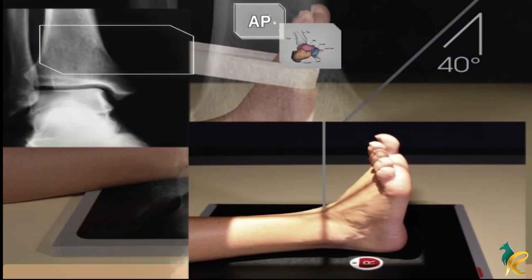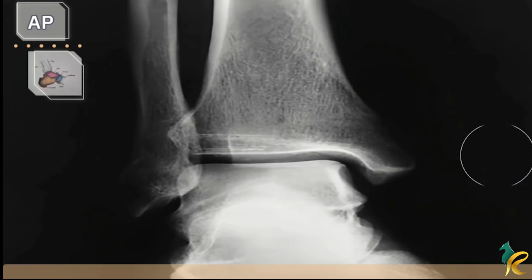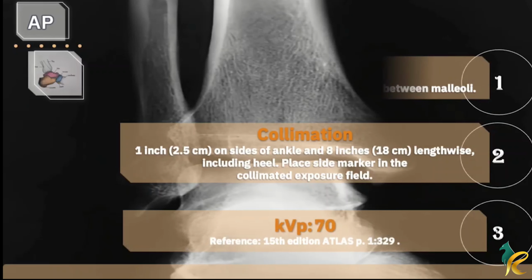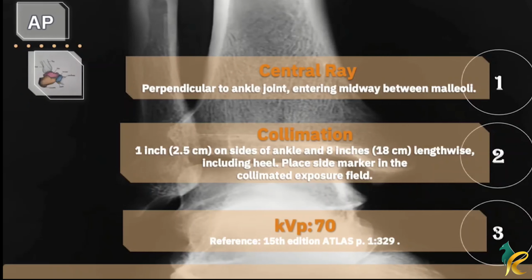and adjust the ankle with the toes pointing vertically. Our central ray is perpendicular to the ankle joint, entering midway between the malleoli. Our collimation is to 2 to 4 centimeters on each side of the ankle and 8 inches or 18 centimeters in length.